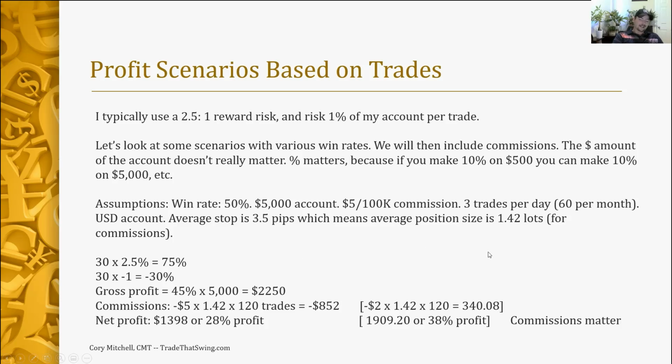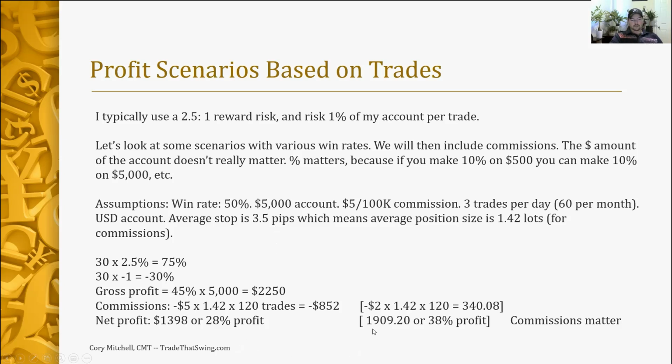60 trades per month is how many trades we took, but we had to get in and then we had to get out. So we've actually made 60 trades, but 120 transactions. So we've lost $852 in commissions. So we end up with a net profit, 2250 minus 852. We end up with this, or about a 28% profit. We divide this by our account size, 5,000, 28% profit.